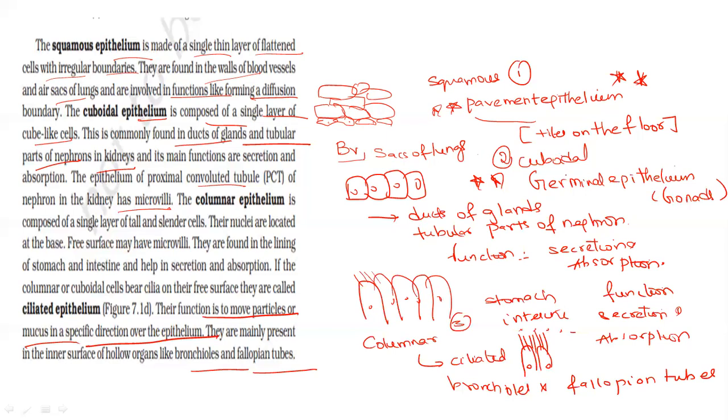absorption. The function of cuboidal epithelium and columnar epithelium is pretty much the same: secretion and absorption. Now coming to columnar epithelium, they are tall cells, and they have their nucleus at the base. If they have cilia, it is called a ciliated columnar epithelium. And you can see ciliated columnar epithelium in bronchioles and fallopian tubes.